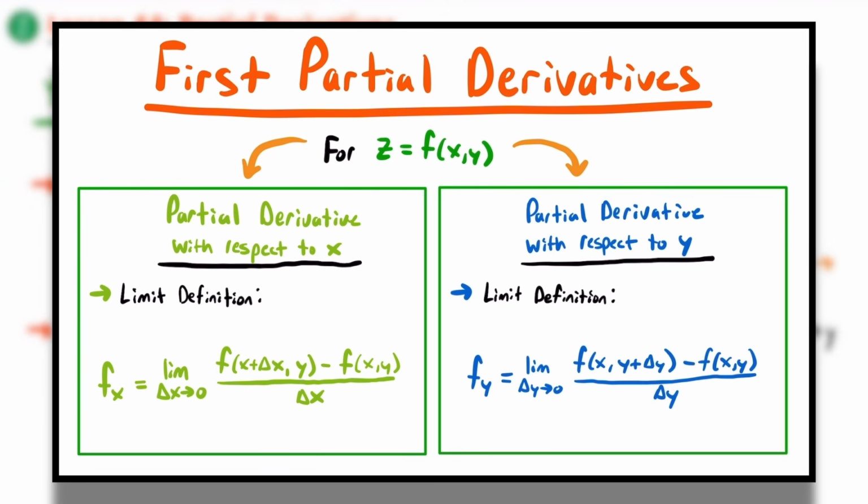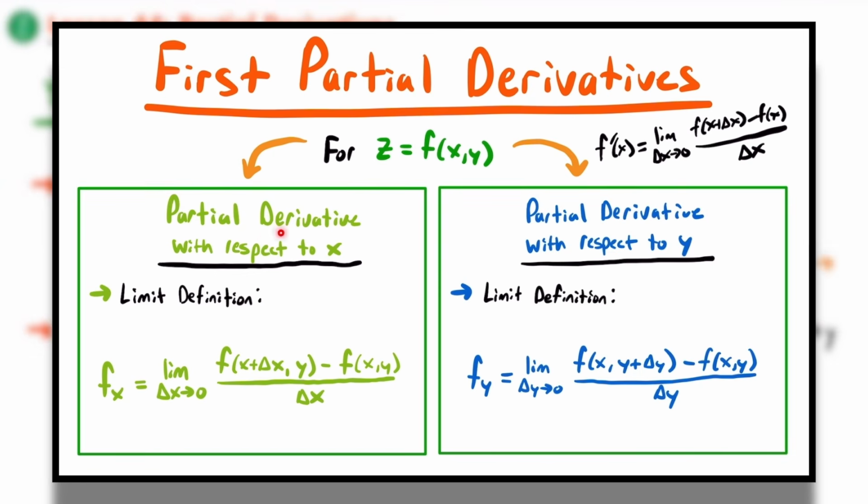All right, so remember from calculus 1, f prime of x is equal to the limit as delta x approaches 0 of f of x plus delta x minus f of x divided by delta x. This is the same exact thing we're using here, except we're working with a multivariable function and just focusing on one independent variable at a time.